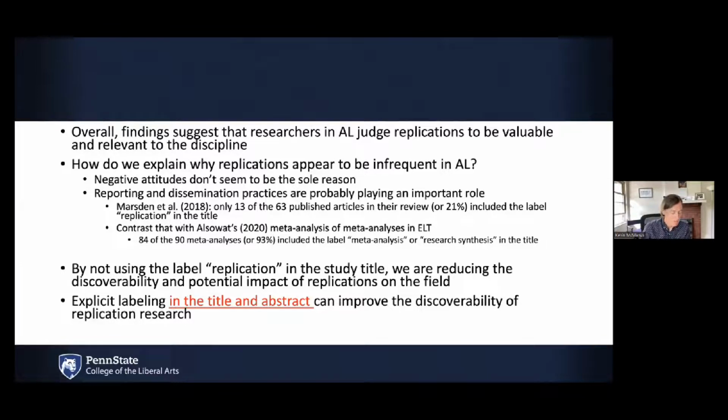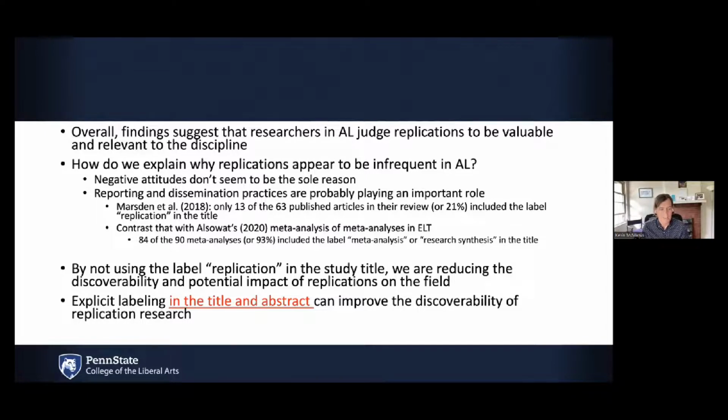Because previously we had thought, or we think, that people don't carry them out because they see them as being not very valuable and not very relevant. But that doesn't seem to be the case, right? So how do we explain that? These negative attitudes don't seem to be the sole reason. But for me, it seems that reporting and dissemination practice are playing an important role here.